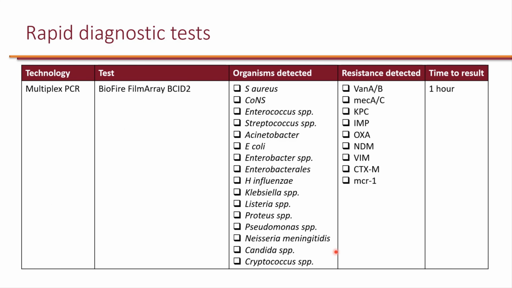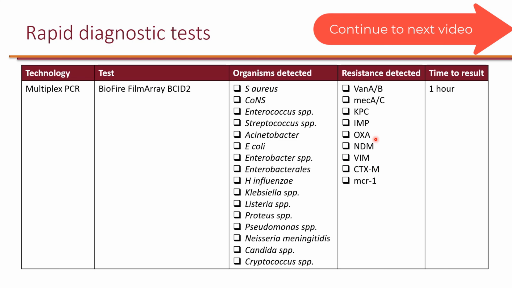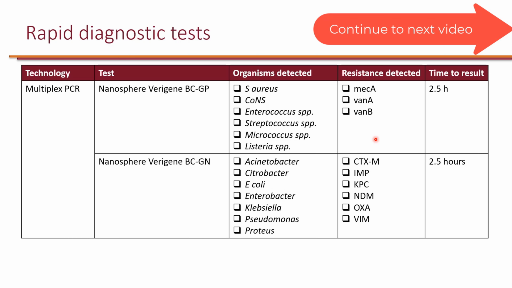And rapid diagnostic tests, such as multiplex PCR, are able to identify select organisms as well as resistance early on. Within 24 hours of infection, these results can be available, and they are often used so that if one of these genes shows up and the empiric treatment is not covering that specific resistant organism, then the treatment can be escalated.